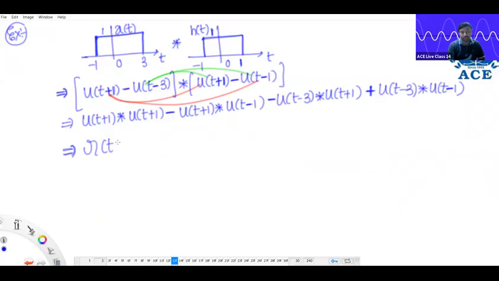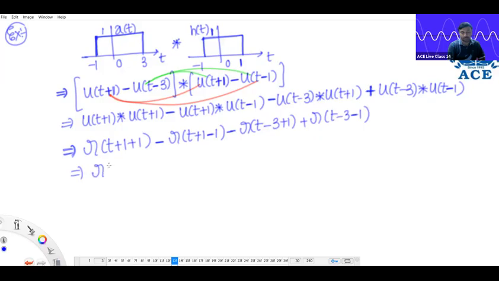First term: r(t+1+1), since u(t) convolved with u(t) is r(t). Next term: r(t+1-1), then r(t-3+1). Last one: r(t-3-1). So what is the new result? r(t+2) - r(t-2) + r(t-4).